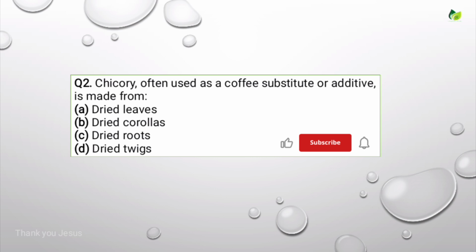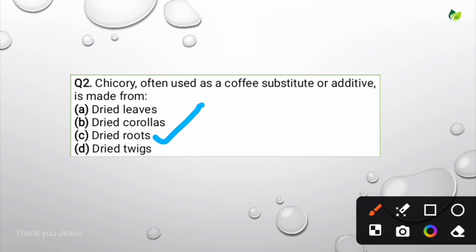Chicory, often used as a coffee substitute or additive, is made from? Options are dried leaves, dried corollas, dried roots, dried twigs. The correct answer is the roasted and ground roots of Chicorium intybus, which are used to blend with coffee for flavor and aroma. They are roasted roots. So it is obtained from the roots of Chicorium intybus. Let's see the next question.